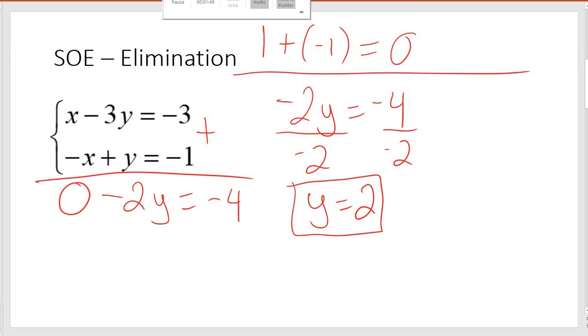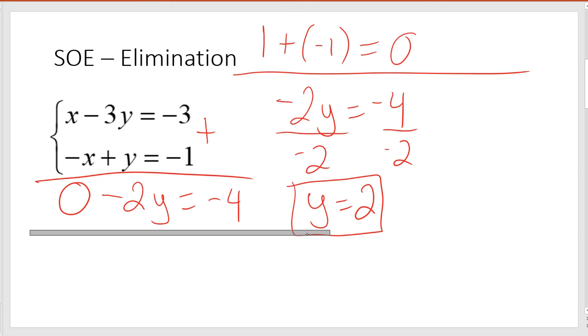Well, I can plug y equals 2 back into my equation. Either equation will work. Which one do you think is a little bit easier? I think this bottom equation might be a little bit easier here. So let's do that now. Oh, excuse me. Let's try that one more time. Nope, that's not going to work.